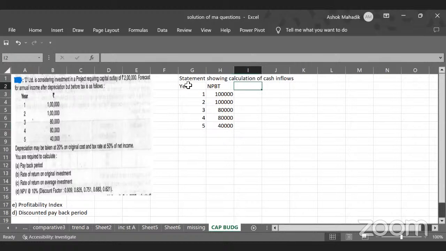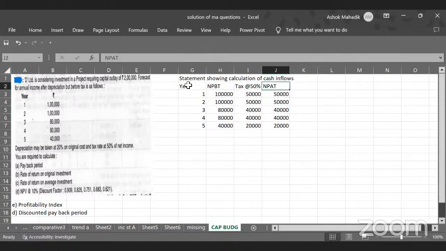Since it is net profit before tax, we have to charge tax. Tax rate is given at 50%. So I'll apply tax at the rate of 50% of net profit before tax always. So 1 lakh into 50%. Accordingly, I will calculate for all the 5 years. Then you will get net profit after tax. So net profit before tax minus tax will give you net profit after tax. For all the five years, I'll compute like this.